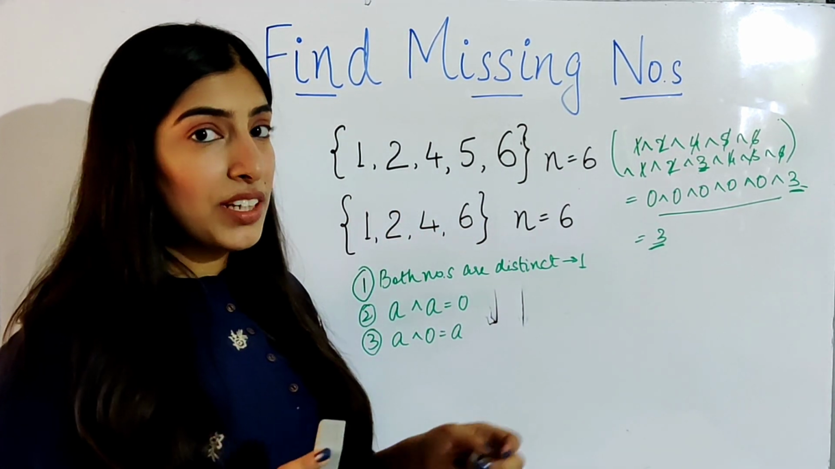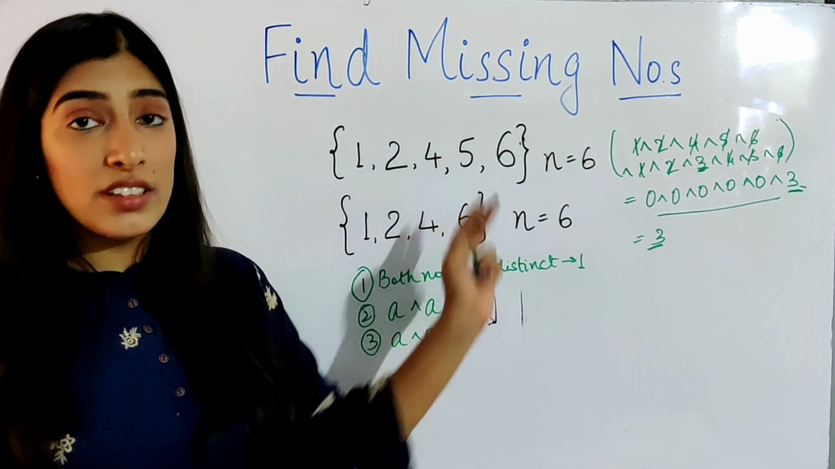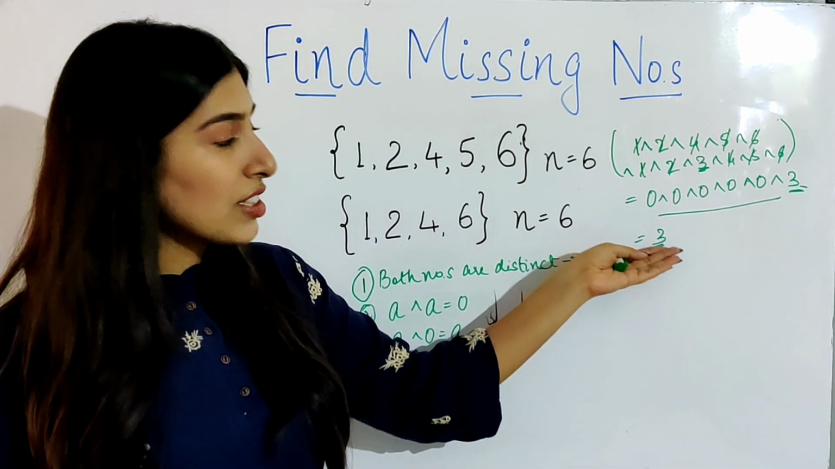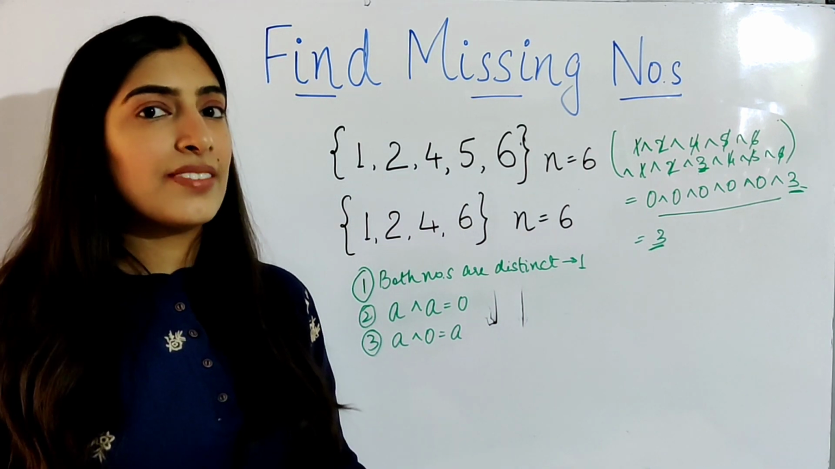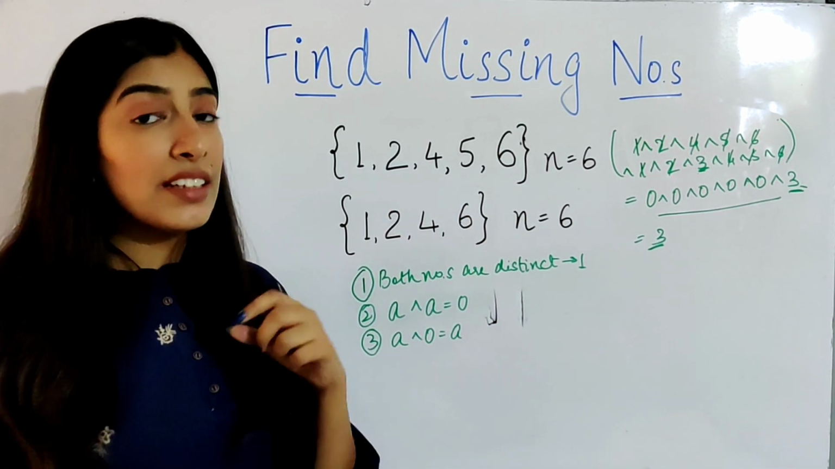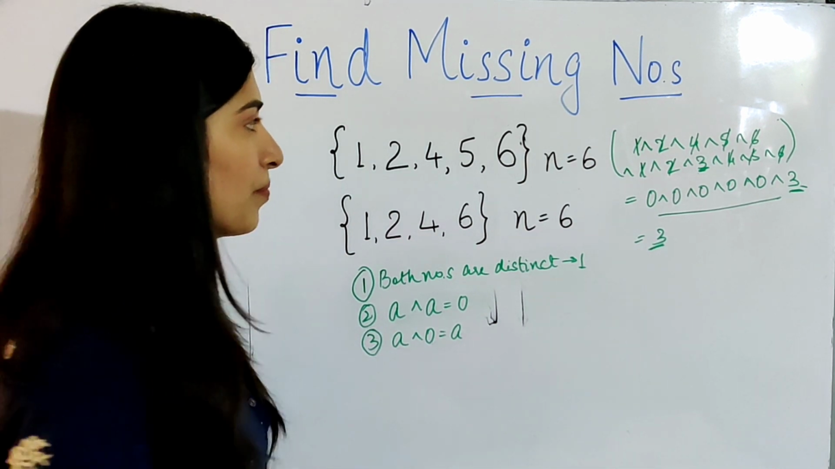When only one number is missing, all we have to do is XOR all the numbers in the array to all the numbers between 1 to n, and the answer will be the number that was missing. Let's see how we can use this to solve the trickier question. That is, when two numbers are missing.